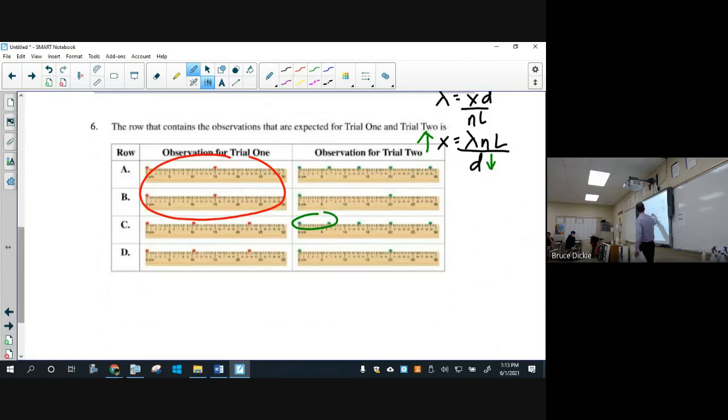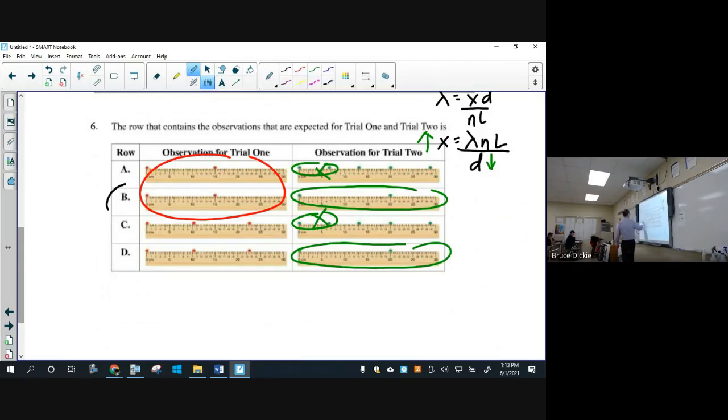Sorry, A and C don't work. B and C do work because X is 20 as opposed to 13. So the one that overlaps, of course, is B. Get it right? Yes. Good. Good for you guys. It's a hard question.